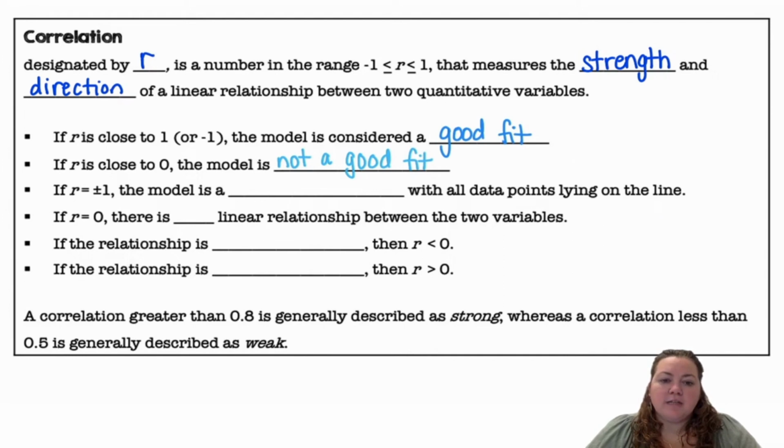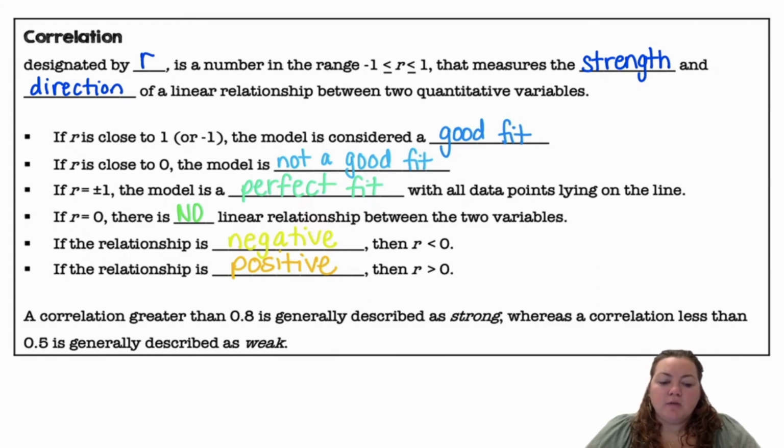If R is equal to exactly positive or -1, then the model is a perfect fit with the data points lying on the line. If R equals 0, there is no linear relationship between the two variables. If the relationship is negative, then your R value is going to be less than 0. If the relationship is positive, then the R value is going to be greater than 0.